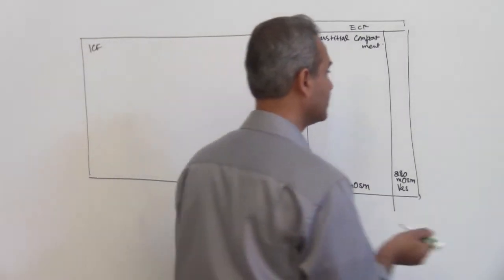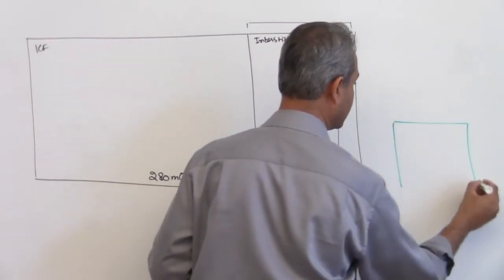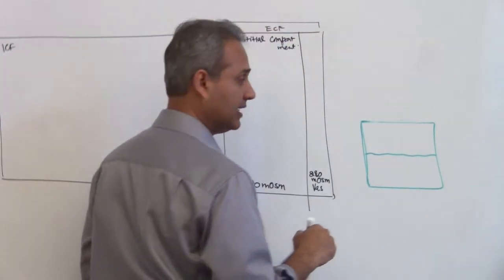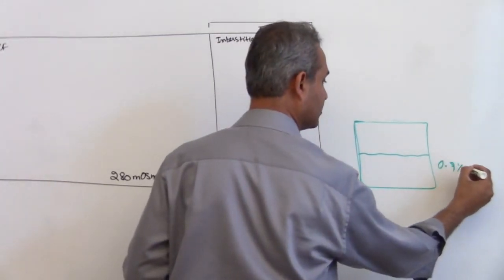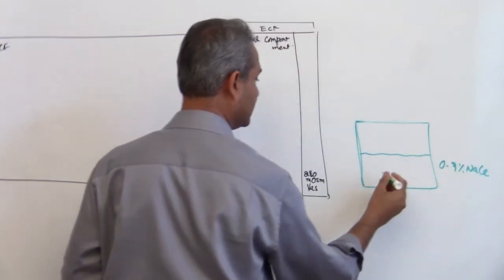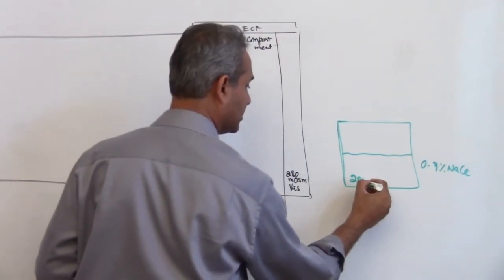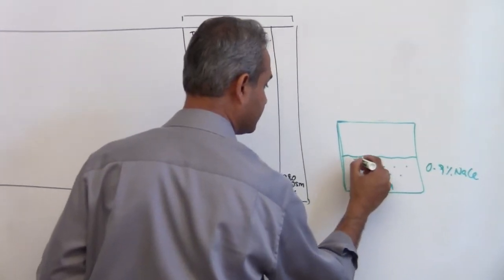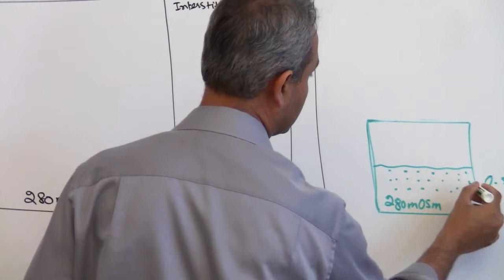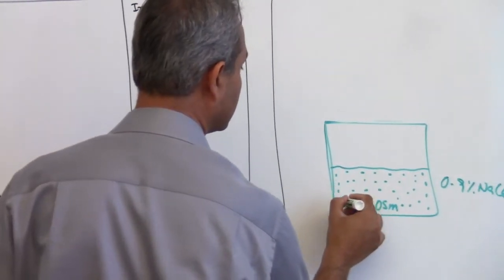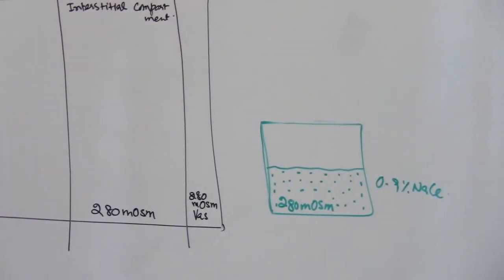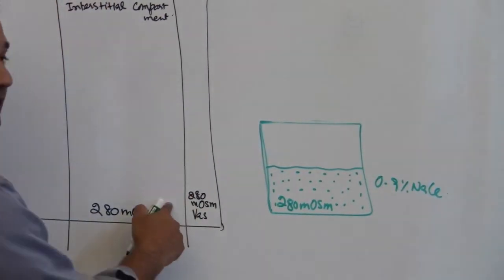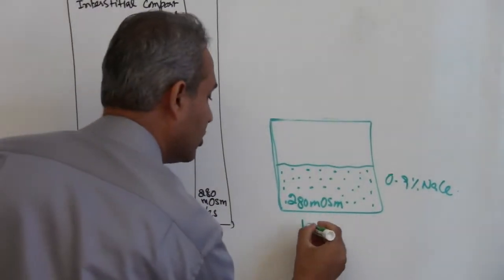So let me say I have a beaker here. In that beaker I have some water, and this is, let's say, 0.9% sodium chloride, which would be 280 milliosmoles. So some sodium is present here. Right? So this solution has the same osmolarity as the body, so this will be called isotonic.